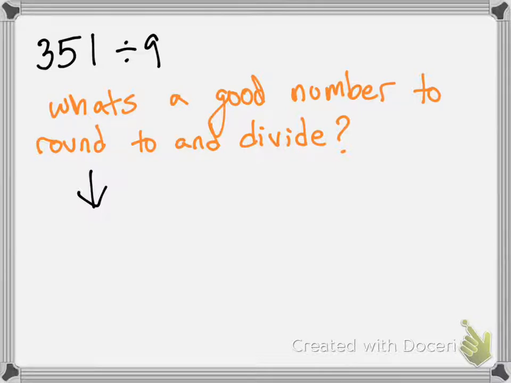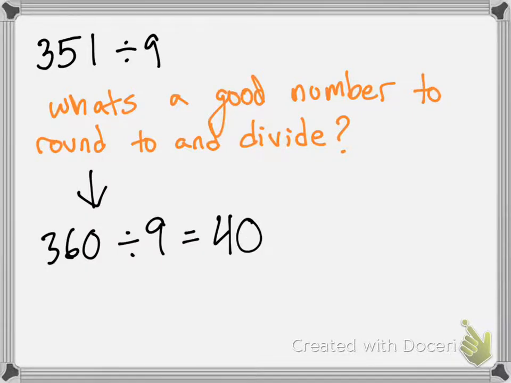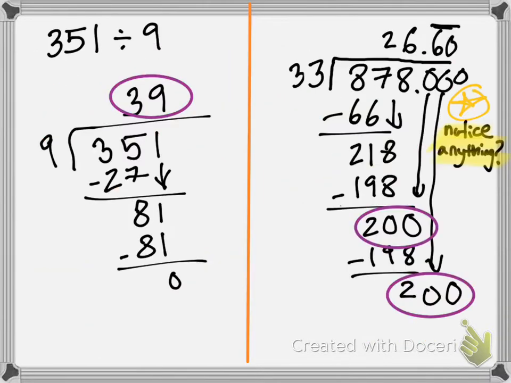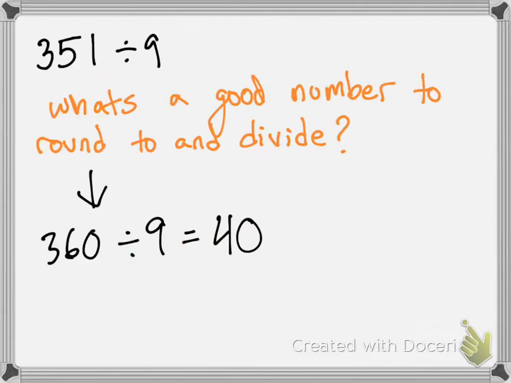Jackson, what do you think? 350? 360 is going to be divisible. 36 is divisible by 9, you guys, right? What is 36 divided by 9? Show me on your fingers. Yeah, a couple people showing me. It's 4. So 360 divided by 9 is 40. My previous answer was 39. Is that good estimation that we found out? Yeah, we found out these answers are really close to each other.